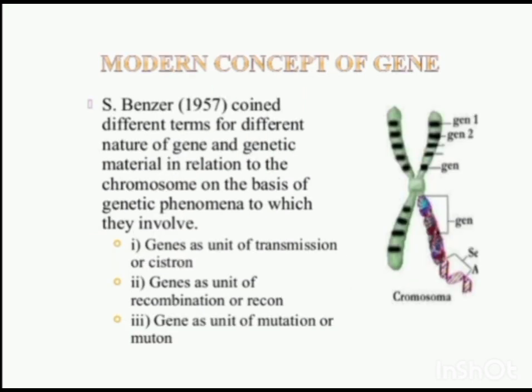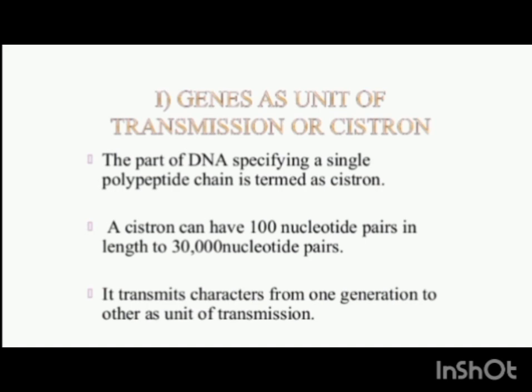Modern concept of gene. S. Benzer in 1957 coined different terms for different natures of gene and genetic material in relation to the chromosome, on the basis of the genetic phenomena in which they are involved. Genes as unit of transmission or cistron, genes as unit of recombination or recon, genes as unit of mutation or muton. First one is genes as unit of transmission or cistron.